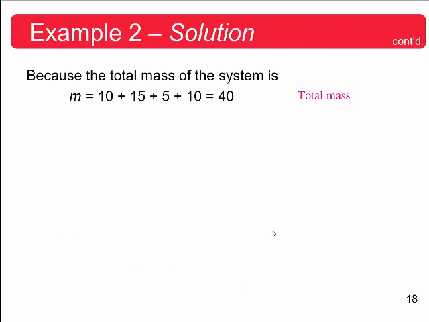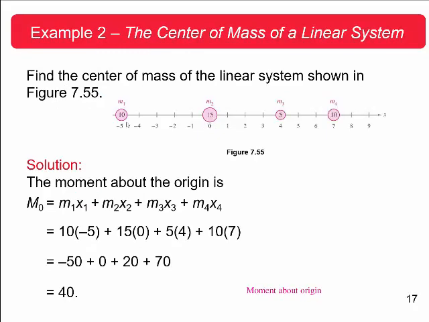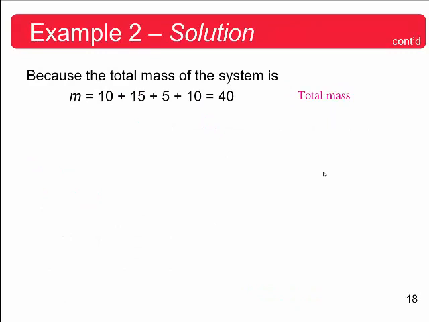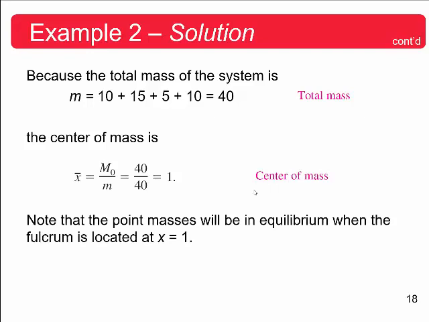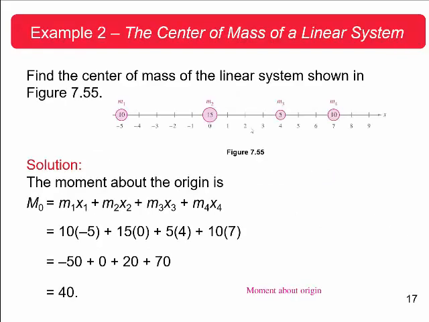Okay, now we can figure out what the total mass of the system is. So that's this mass plus this mass plus this mass plus this mass. Well, you see that that is also 40. So the center of mass here, x bar, is equal to M0 divided by the total mass. So it's equal to 1. Note that the point masses will be in equilibrium when the fulcrum is located at x equal to 1. So if we were to put the fulcrum right here at x equal to 1, then the center of mass would be in equilibrium.